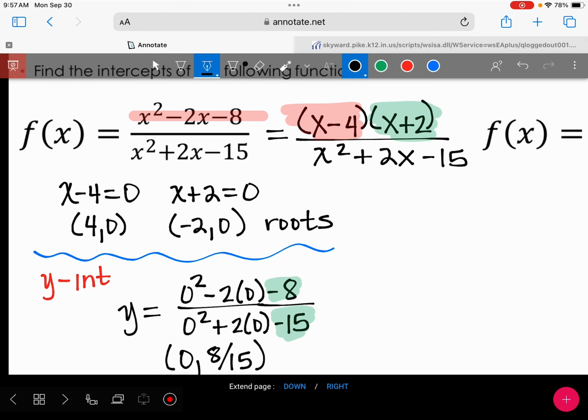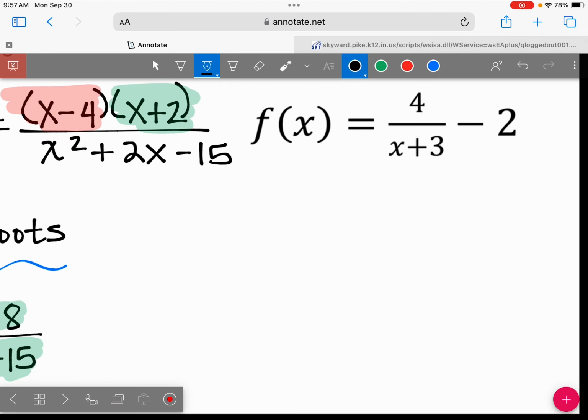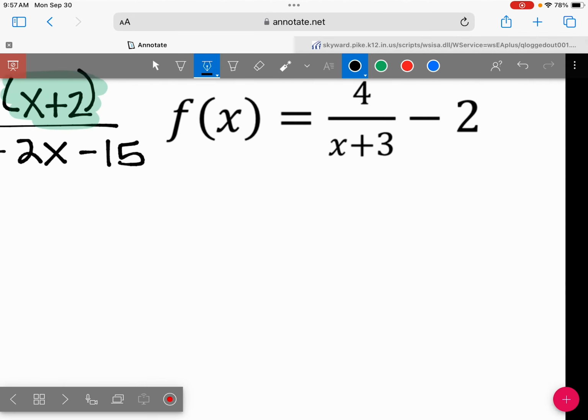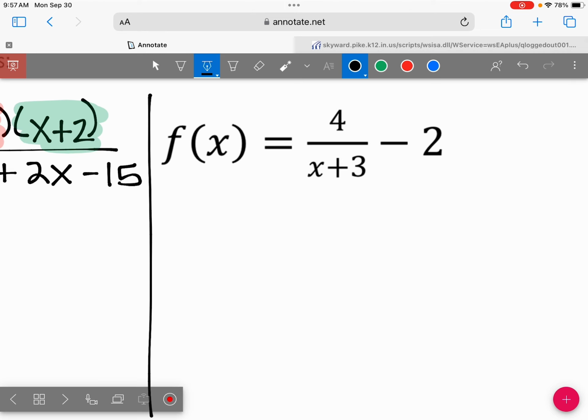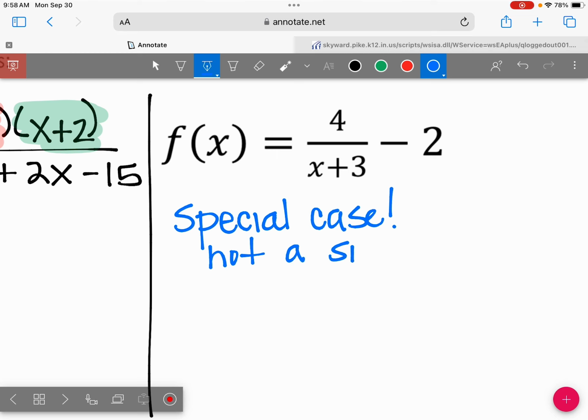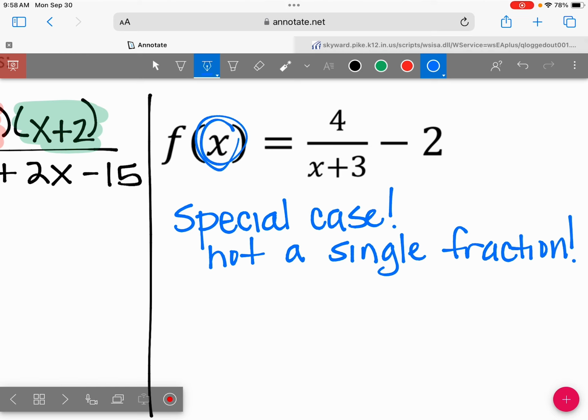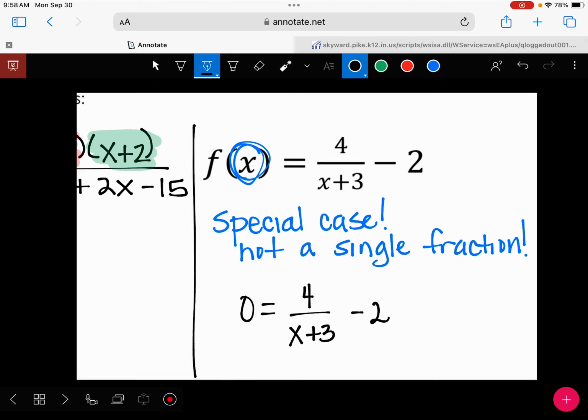Our second example will be a special case because notice that we don't have just a single fraction. We have a fraction and then it's minus 2. Because it's not a single fraction, we're going to set this equal to 0 and solve it. So that would be 0 equals 4 over x plus 3 minus 2, and we're going to solve that for x.